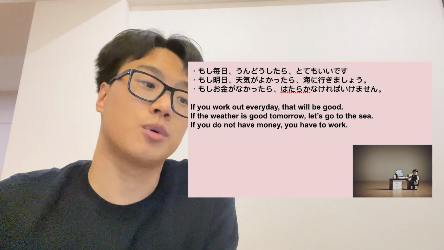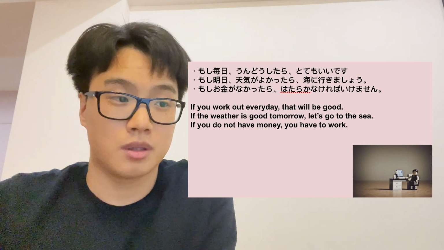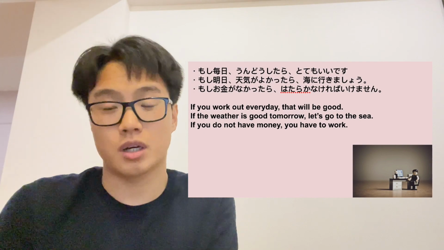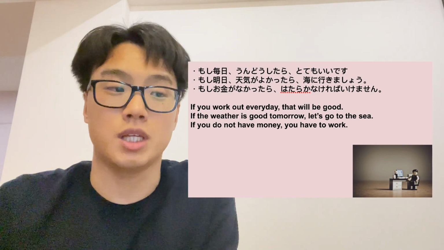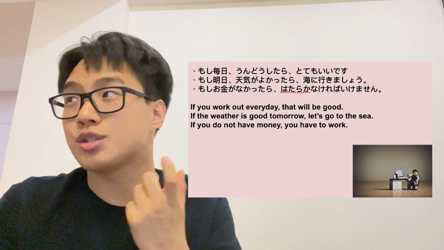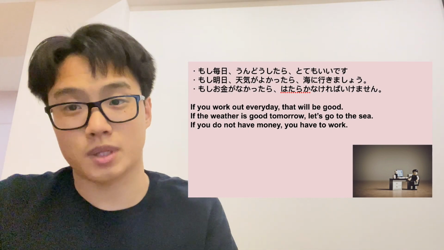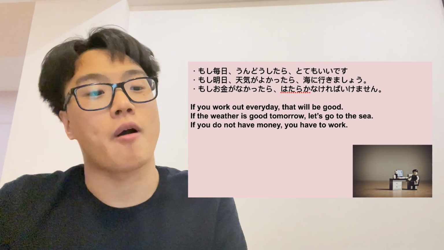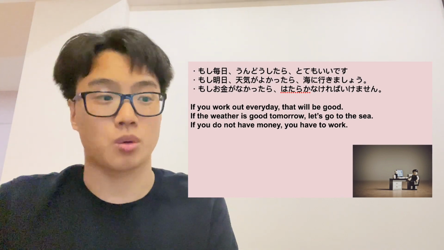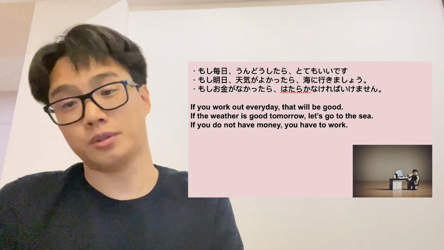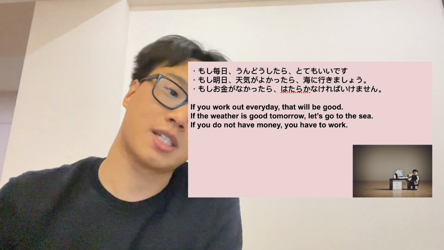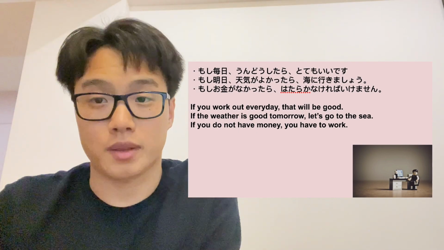Next example. もし if 明日 tomorrow 天気が weather 良かったら海に行きましょう。いい good and its short past form will be 良かった, exception, right? 海に to the sea 行きましょう。行く、行きましょう。Let's go. So if the weather is good tomorrow, let's go to the sea. いい、良かった。Exception. いい, good. 良かった。Was good.